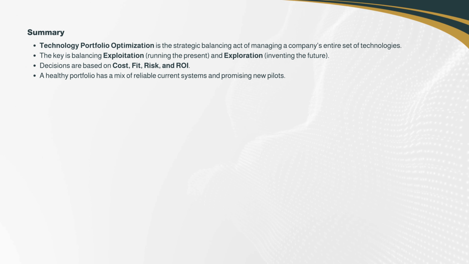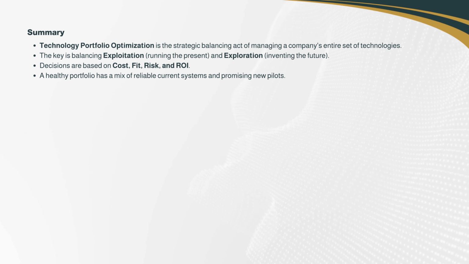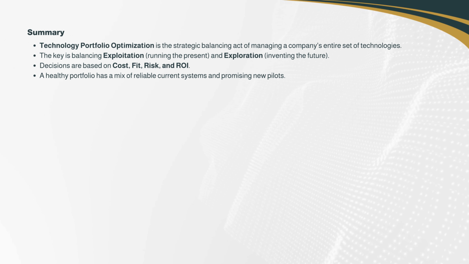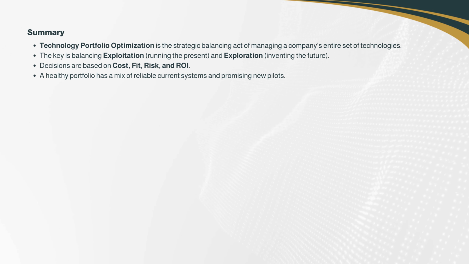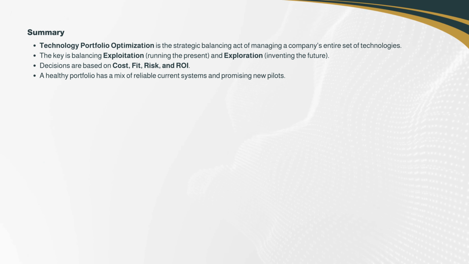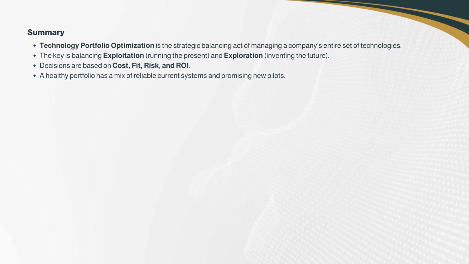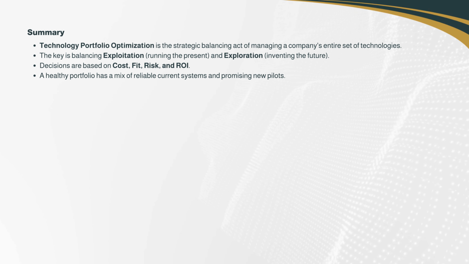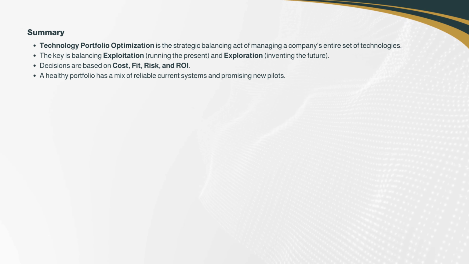Summary: technology portfolio optimization is the strategic balancing act of managing a company's entire set of technologies. The key is balancing exploitation, running the present, and exploration, inventing the future. Decisions are based on cost, fit, risk, and ROI. A healthy portfolio has a mix of reliable current systems and promising new pilots.